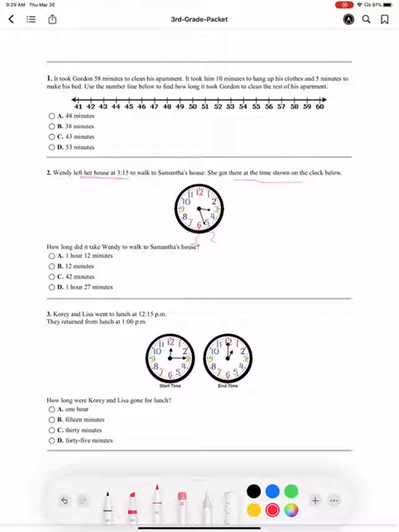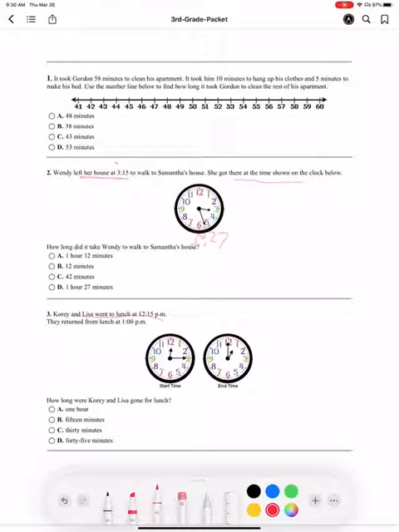Let's say 3:27. Okay, so this is subtraction work. Some obvious things are if it's left at 3:15, gets there at 3:27, it's subtraction work. It's probably not going to be A. That's too big.